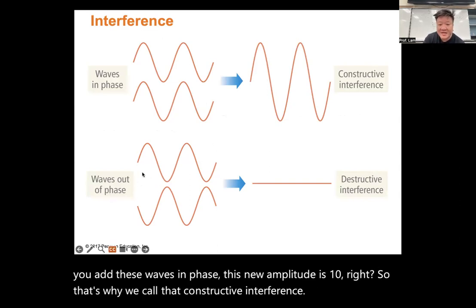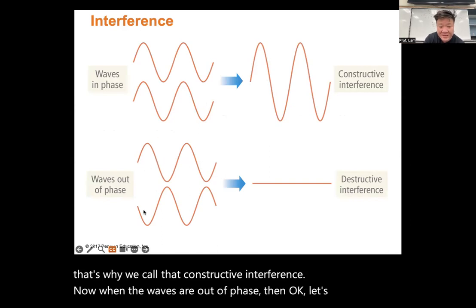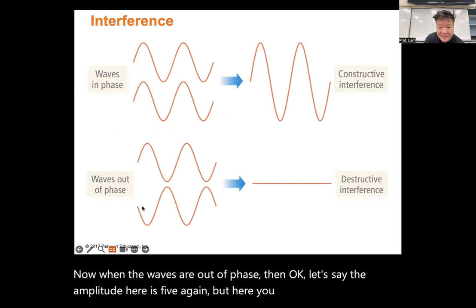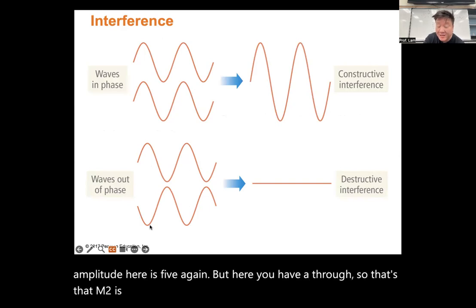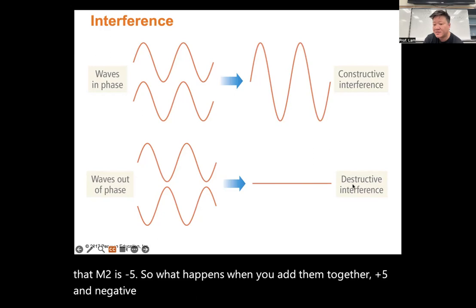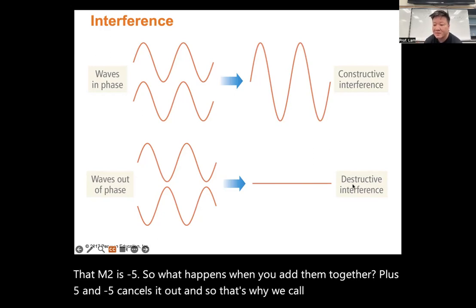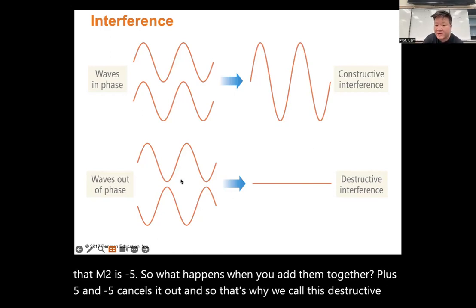Now, when the waves are out of phase, then, okay, let's say the amplitude here is 5 again, but here you have a trough, so that amplitude is -5. So what happens when you add them together? +5 and -5 cancels it out. And so that's why we call this destructive interference, right? When the waves are out of phase.